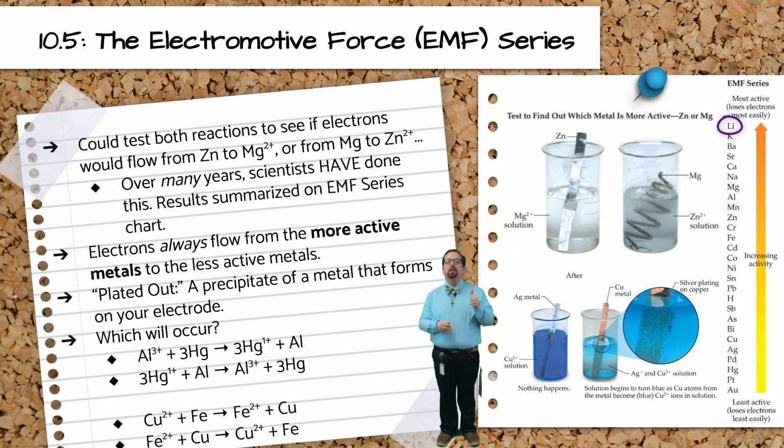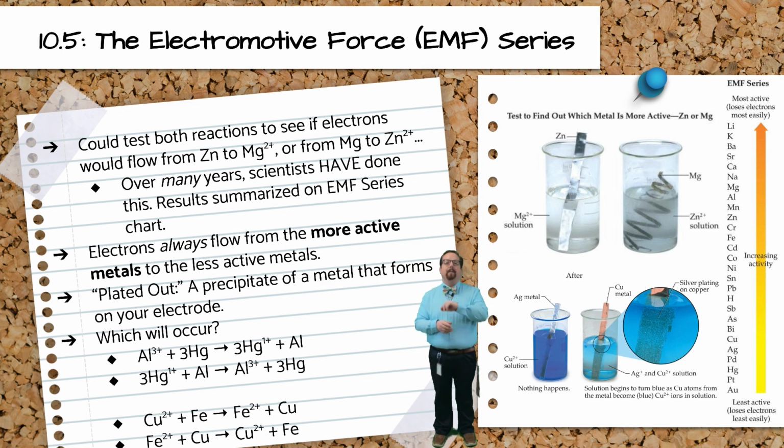Lithium is the most active metal. Gold is the least active metal. As we mentioned on the last slide, the copper in that galvanic cell turns from copper ions to copper atoms. You'll see a buildup of copper atoms on the copper electrode. When this happens, we call it plating out, and it's how we get things like gold-plated jewelry.